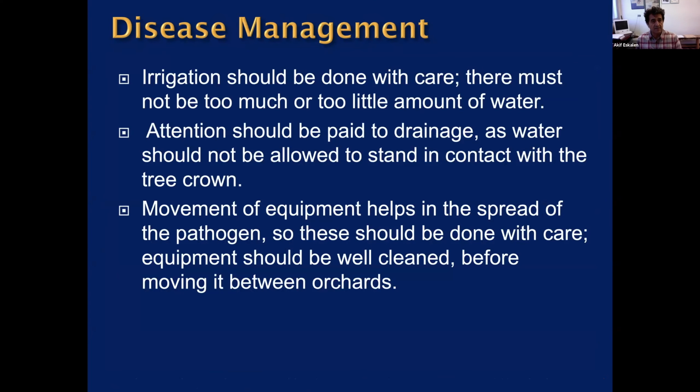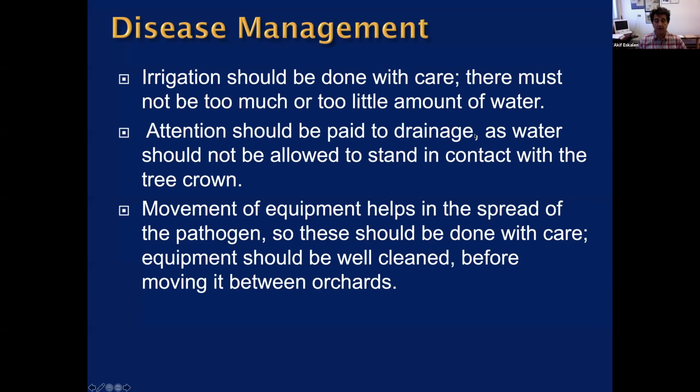The reason that I'm saying disease management is that there is no silver bullet kind of control method. There is no pesticide or fungicide application that you can apply and then be done with it. It is management. Which means irrigation should be done with care, because we now know that too much water, too much irrigation, could initiate the dry root rot process.